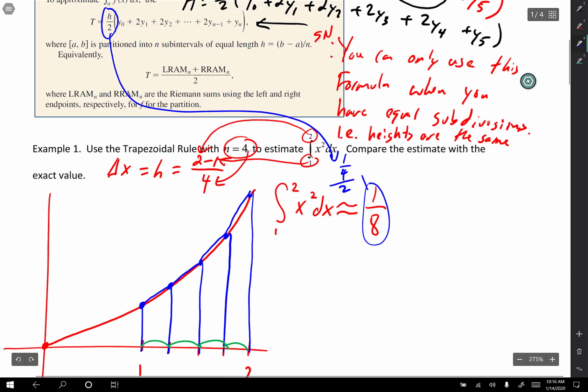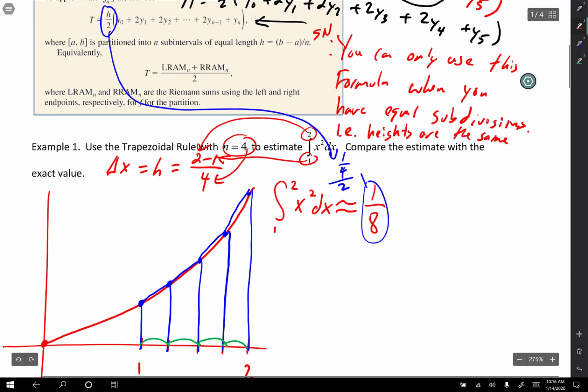Cool or not cool? Then I'm going to open up a parenthesis, and my very first value is this one. It's x squared, so I'm going to write 1, and I'm going to square it. And I'm going to go plus, and then I put the number 2 in the front. I'm just using the formula. Inside, it's x squared, so I'm going to put 1.25 and square it. Plus 2 times, what am I going to put next? 1.5, and I'm going to square it.